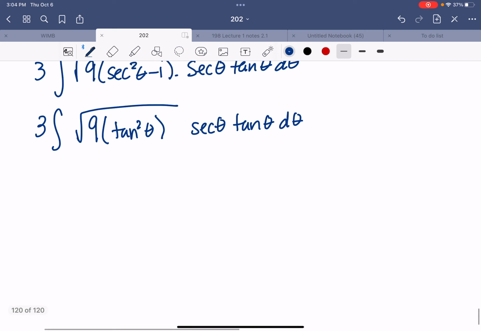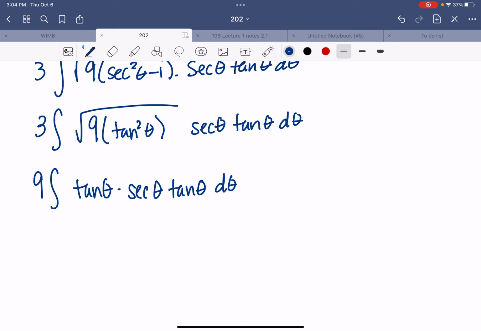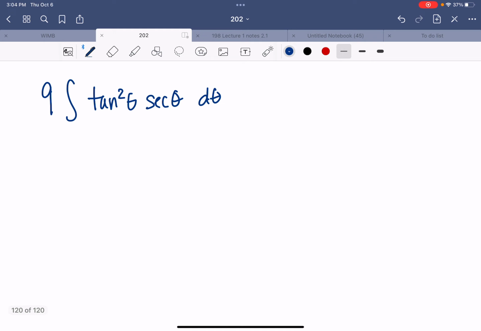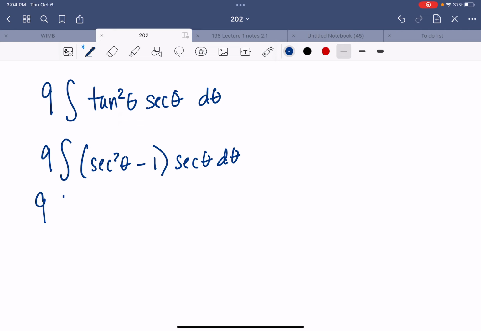Then we can take the square root. The square root of 9 is 3, move it out front with the 3. That gives me 9 tangent theta secant theta tangent theta d theta, which is 9 times the integral of tangent squared theta times secant theta d theta. And now we're going to use our identity to go backwards. I'm going to replace tangent squared theta with secant squared theta minus 1, times secant theta d theta. That gives me 9 times the integral of secant cubed theta d theta.